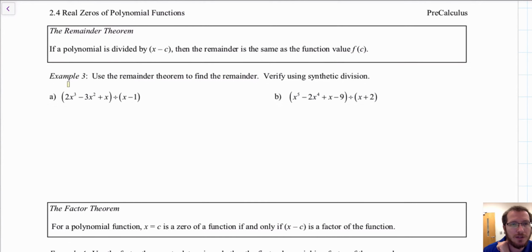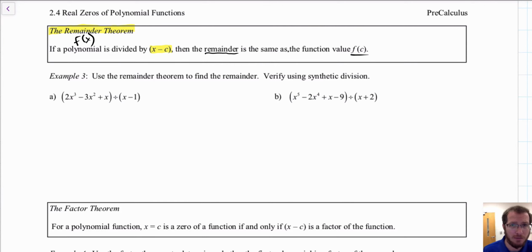All right, so looking at our first theorem, we've got the remainder theorem. It says if a polynomial is divided by x minus c, then the remainder is the same as the function value f of c. Okay, so again, looking at dividing by some binomial, so we could do synthetic division in a problem like this. We're going to call this polynomial that we're dividing into f of x. All this theorem says is that if we just want to know what the remainder is when we do division, then we can just evaluate our function at that c value.